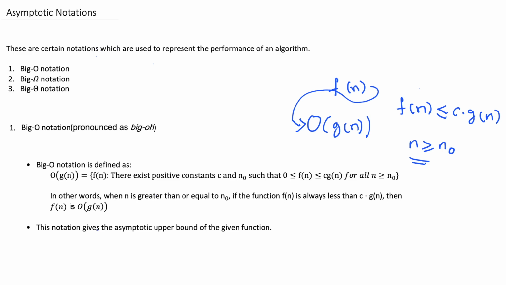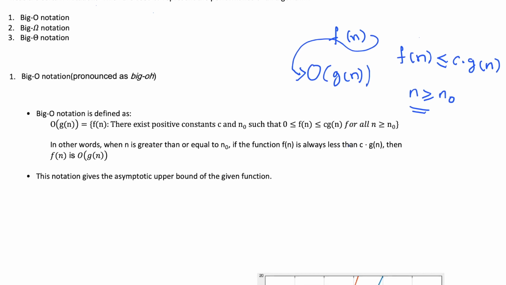We are saying that this notation gives the asymptotic upper bound of a given function due to the fact that we are taking the value of n which is greater than or equal to n0, that is we are considering n as a bigger value, so that is why the term asymptotic comes. We are saying it is the upper bound because c into g of n is always greater than f of n, so we can say that c into g of n is the upper bound of the function f of n. And let's look at an example.